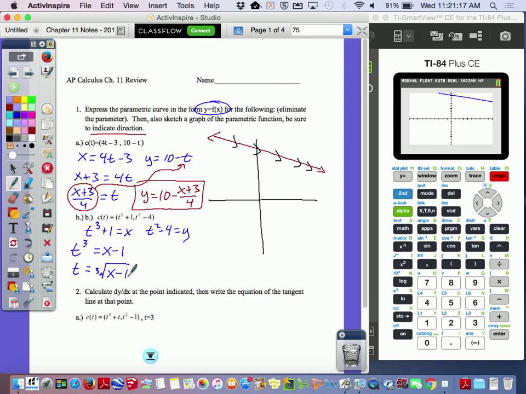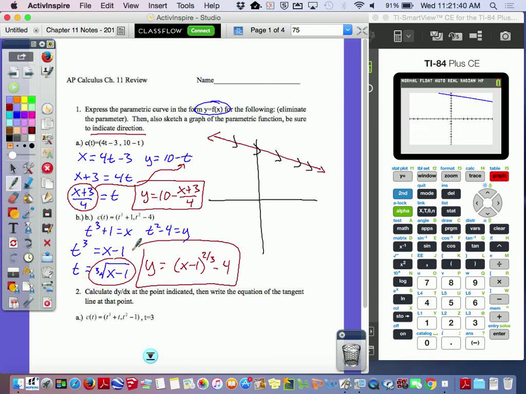That will plug into y, and we will get y equals the cube root of (x minus 1), squared. I can rewrite that as (x minus 1) to the 2/3 power minus 4. So that would be kind of in simplified format.